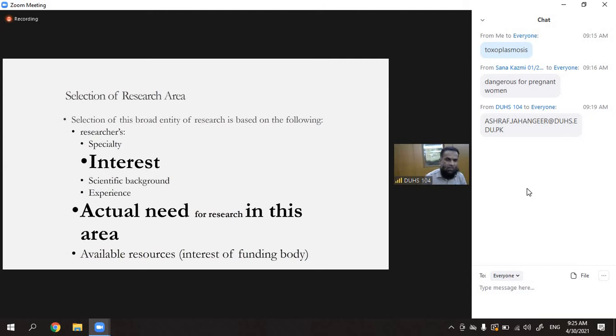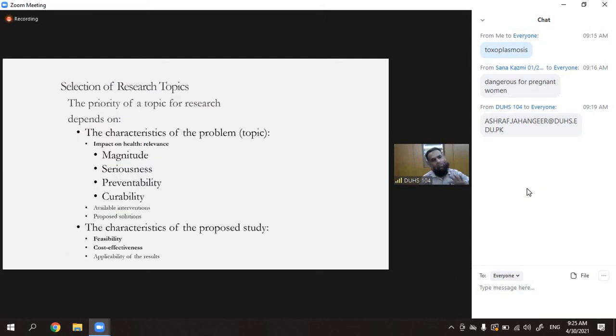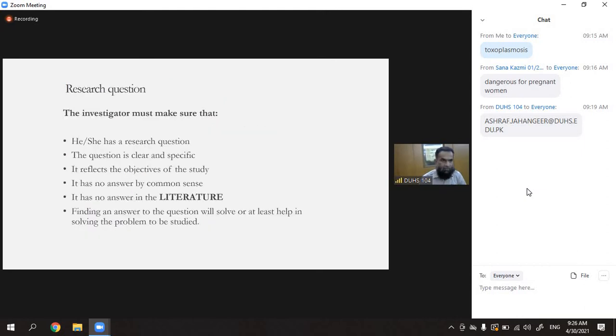And sometimes the funding body has some interest in a particular topic, and you have to follow those topics. So the topic should be relevant, should have relevance to your local disease burden, and only then you can make some impact in terms of curing disease or preventing illness or averting some mortality.